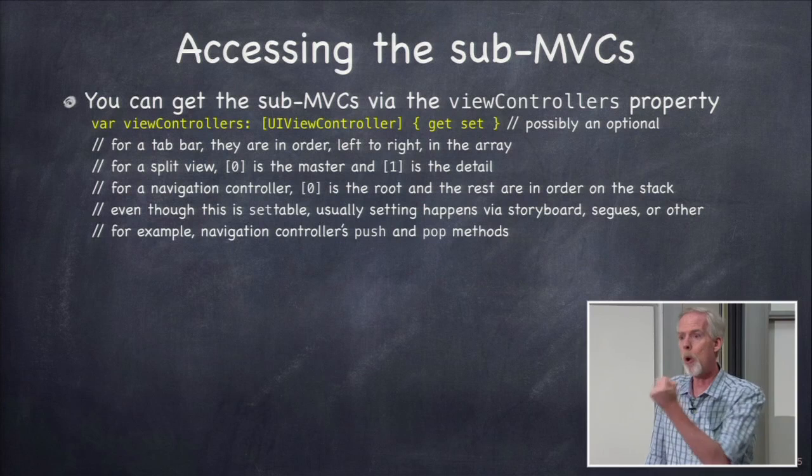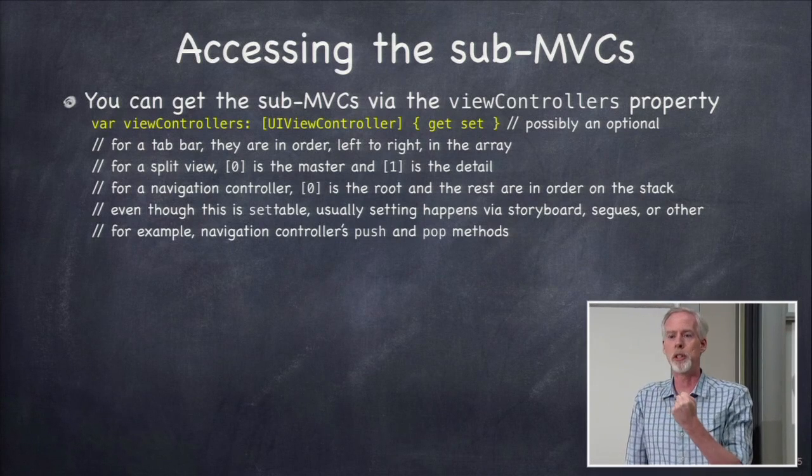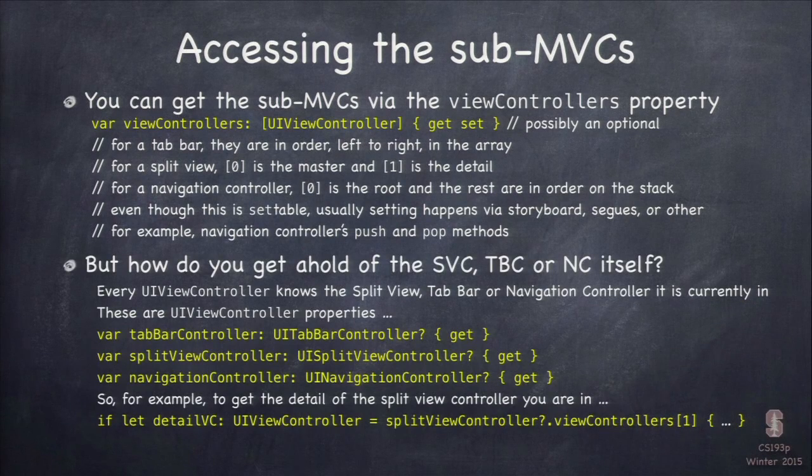What about how do I get a hold of the navigation controller? How do I get a pointer to it? Well, it turns out every view controller knows if it's inside a navigation controller, or a split view controller, or a tab bar controller. It knows. And so UIViewController has these three properties: tabBarController, splitViewController, navigationController, and they will return to you the split view controller that the view controller is in, if it's in one. If it's not, then it returns nil. And notice some view controllers might be inside a navigation controller, inside a split view controller. So more than one of these can be non-nil at a time, because we can nest these things to build more powerful user interfaces.